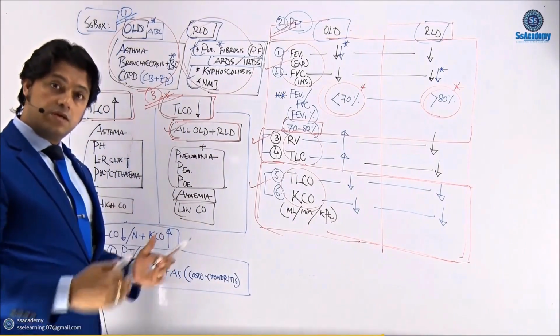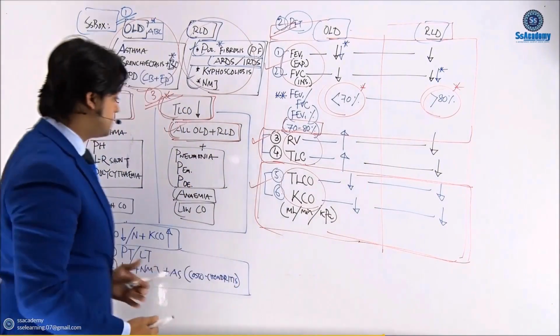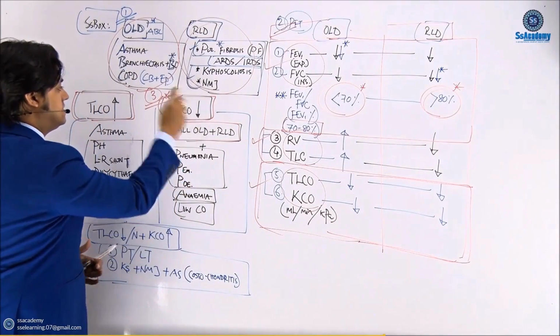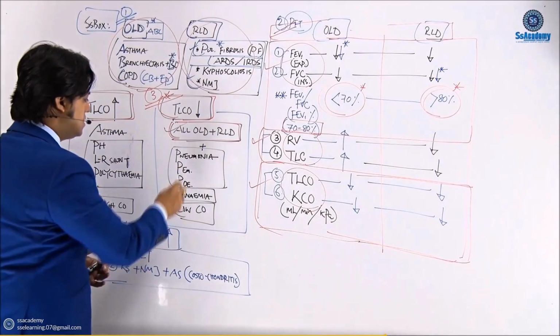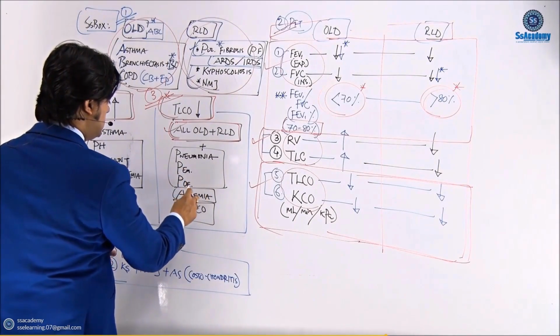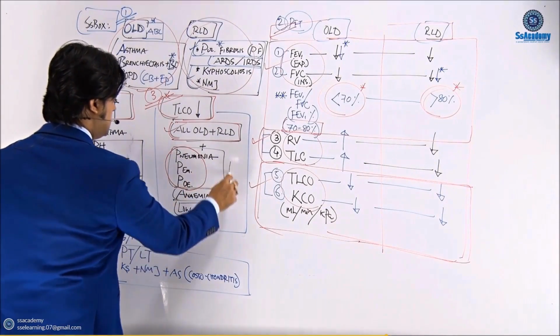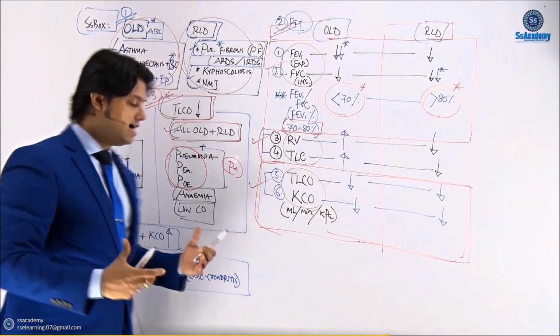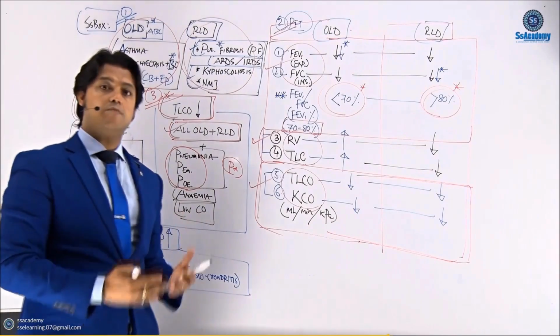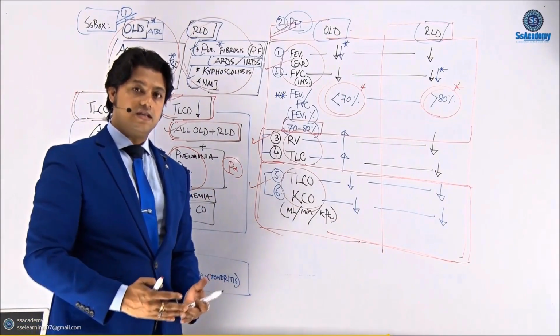And other than OLD and RLD, some diseases, of course, we are getting the TLCO, total lung gas transfer, should be reduced. These are pneumonia, pulmonary embolism, and pulmonary edema. So the P group of diseases, yes: pneumonia, pulmonary embolism, as well as pulmonary edema.